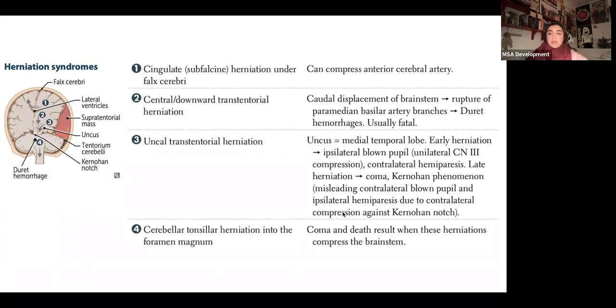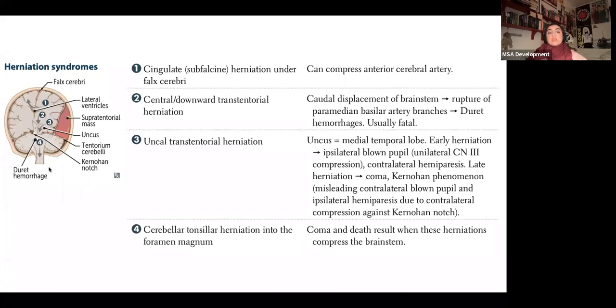called Kernohan phenomenon, which is basically a contralateral blown pupil because of the pushing of the brainstem. So instead of just the ipsilateral, it's going to compress the other oculomotor nerve. And ipsilateral hemiparesis due to contralateral compression against the Kernohan notch. Okay. Number 4 is cerebellar tonsillar herniation.